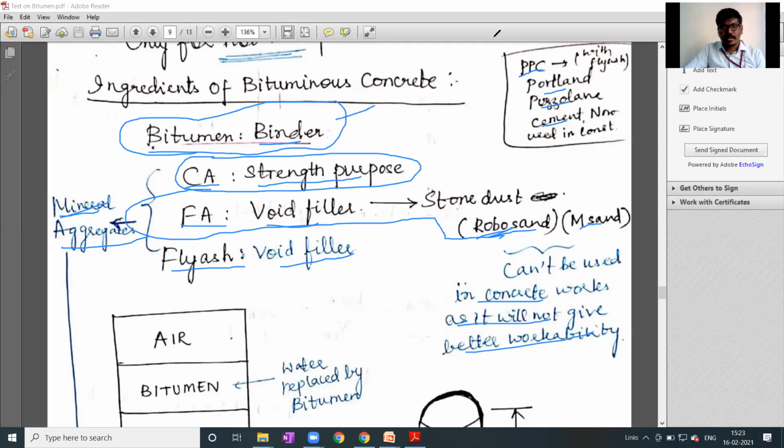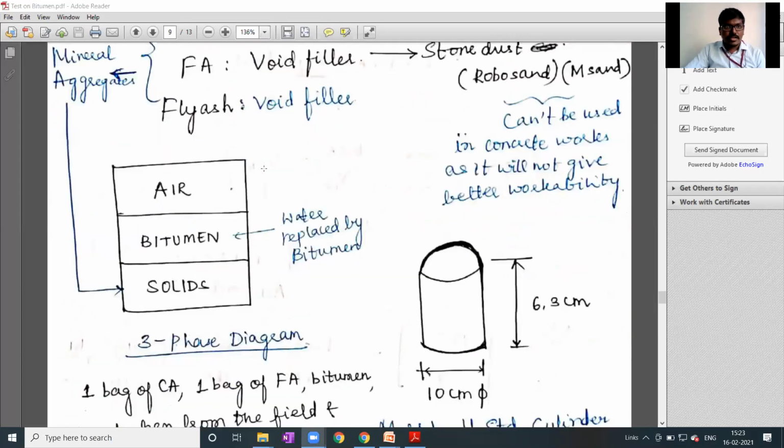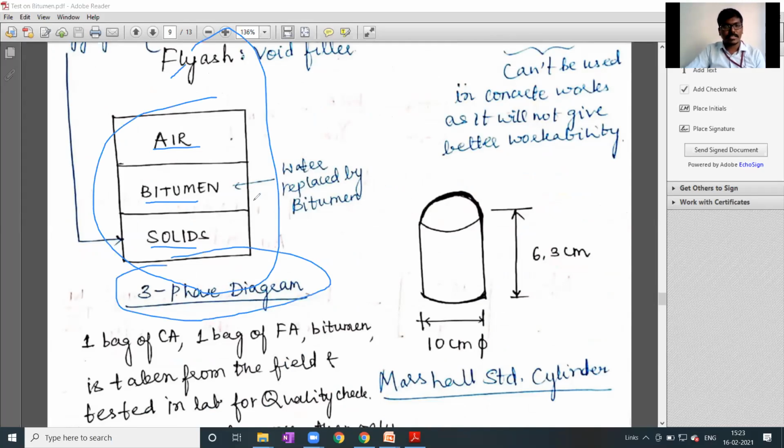I've discussed the materials required for Marshall stability. Next is how the bituminous mix is prepared. The aggregates, bitumen, solids and air form a three-phase diagram, as you have studied in geotechnical engineering or soil mechanics. Whatever the water in the three-phase diagram is, it will be replaced with bitumen here.